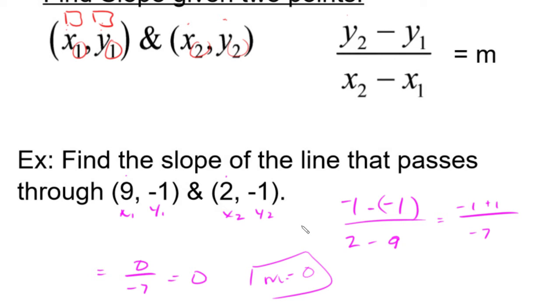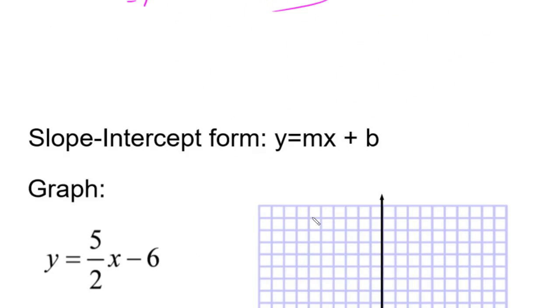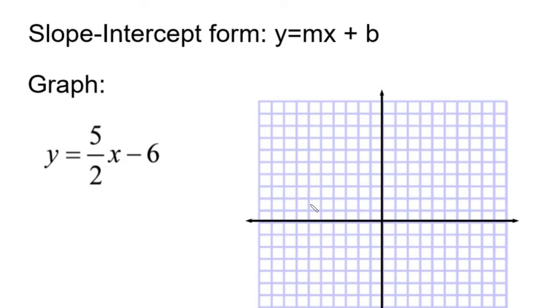All right, now moving on. How to graph things in slope-intercept form. All right, the slope-intercept form is y equals some number times x and then some number. It's not necessarily a plus all the time. Sometimes it's a minus sign like it is here, but it's always some number. So here we have y equals 5/2 x minus 6.